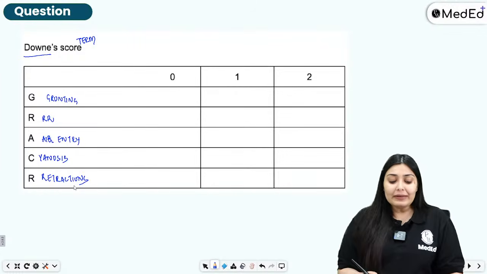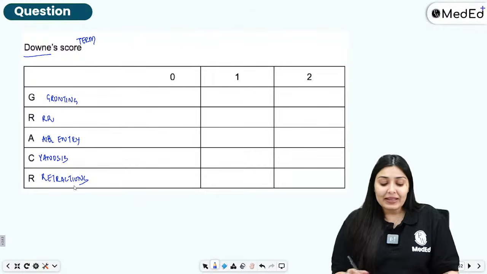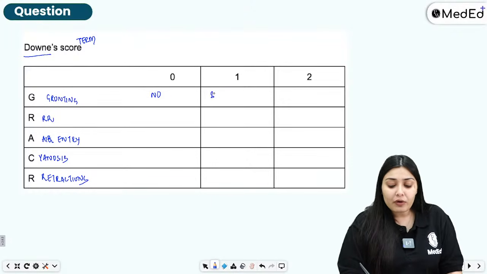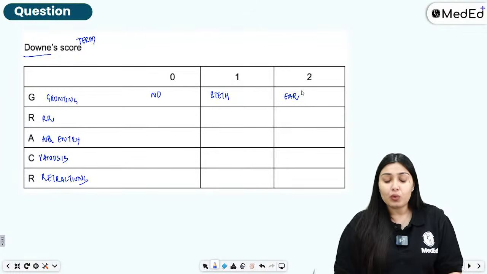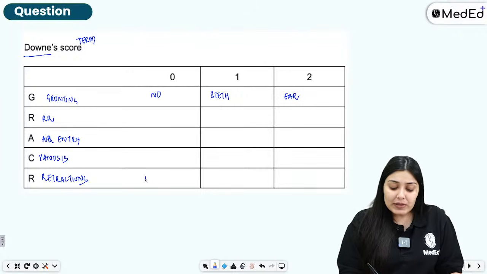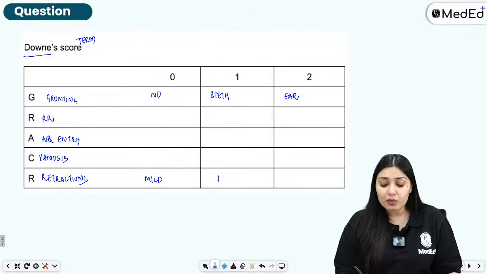So grunting is the same. If no grunting, 0. If audible with stethoscope, 1. If audible with naked ear, 2. Retractions is also same. Mild retractions, 0. Moderate, 1. Severe, 2.